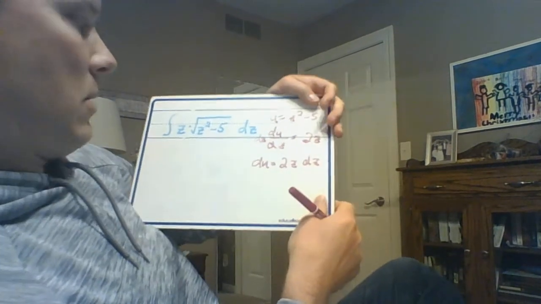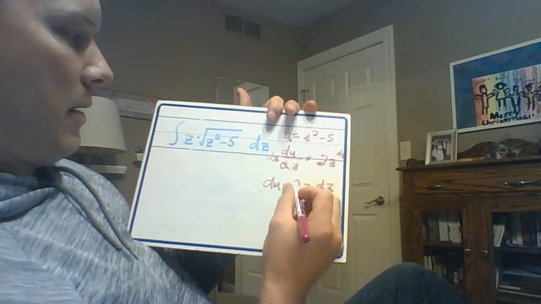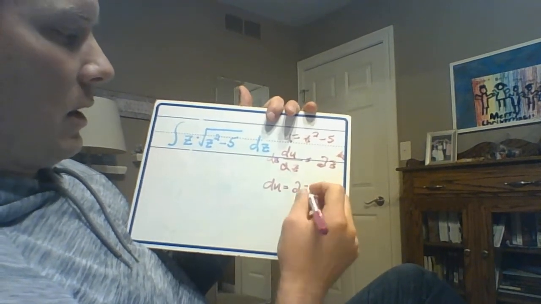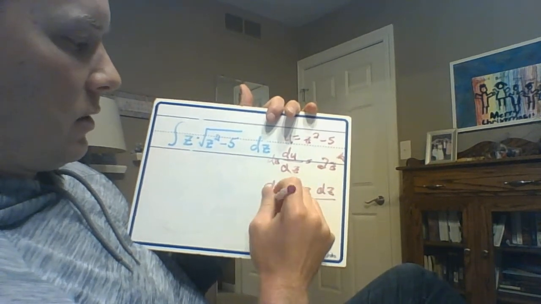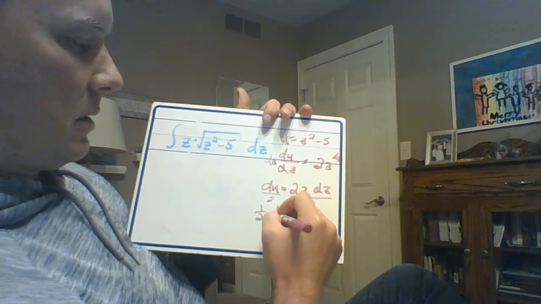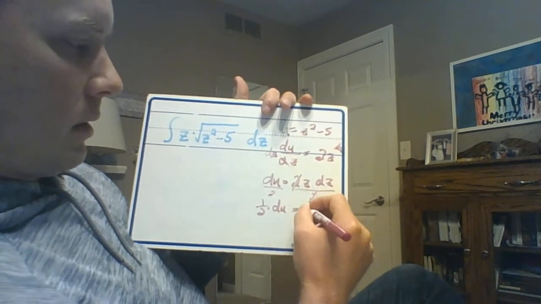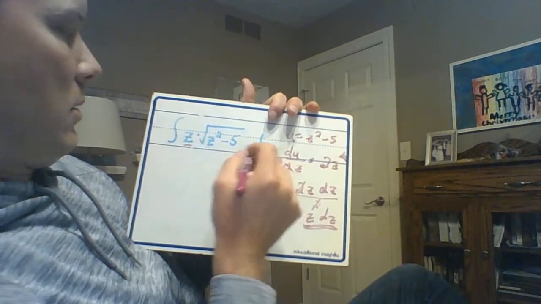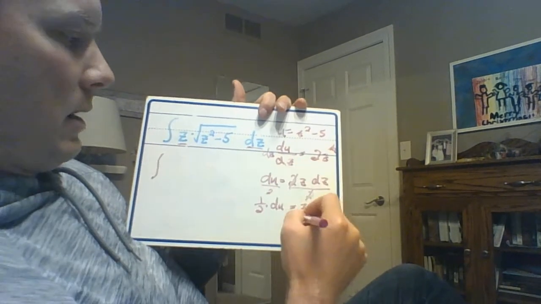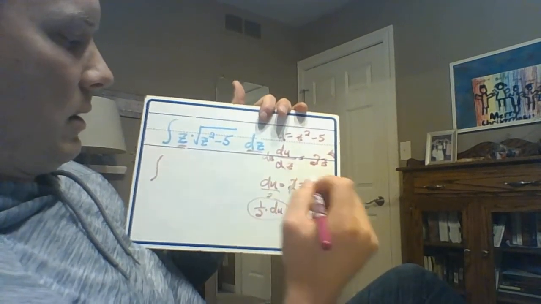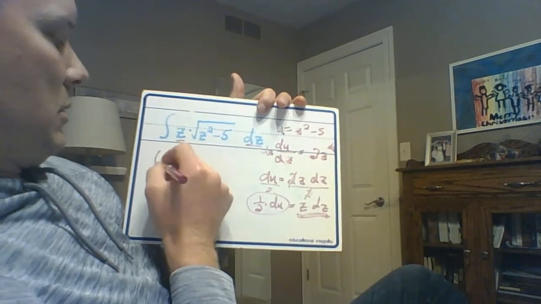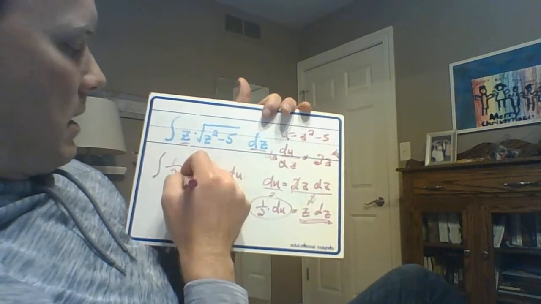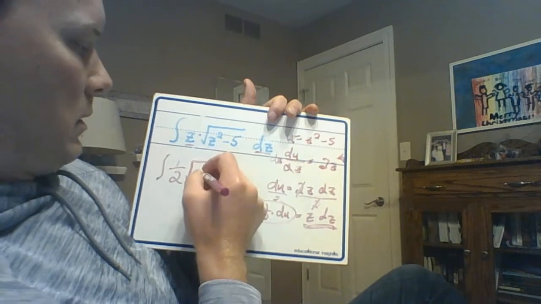Now, notice here, we have the dz, but we have just z here, and we have 2z here. So what I'm going to do is divide both sides by 2, or think about this as 1/2 times du is equal to z dz. So now this part is going to be substituted with 1/2 du. I'm going to substitute a 1/2 in and a du in. That goes for these two spots. And then underneath the square root is our u.